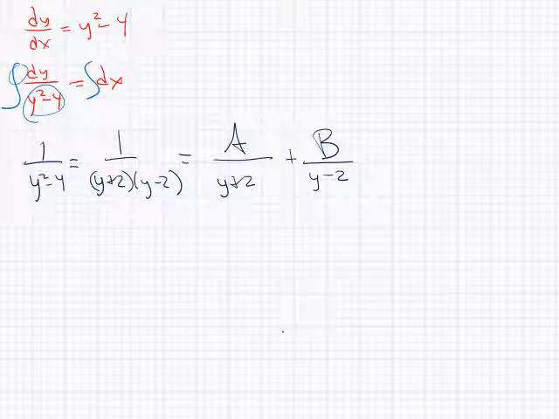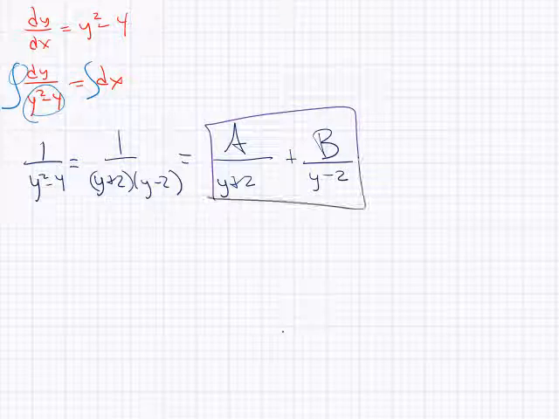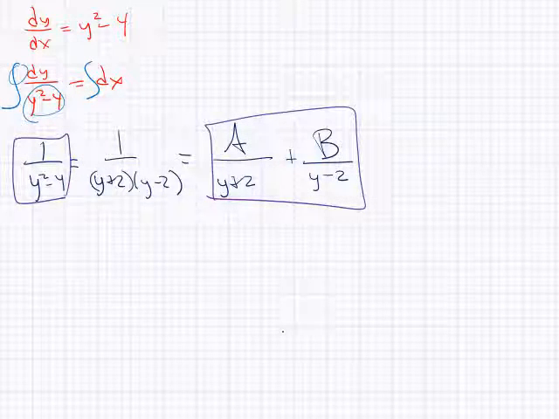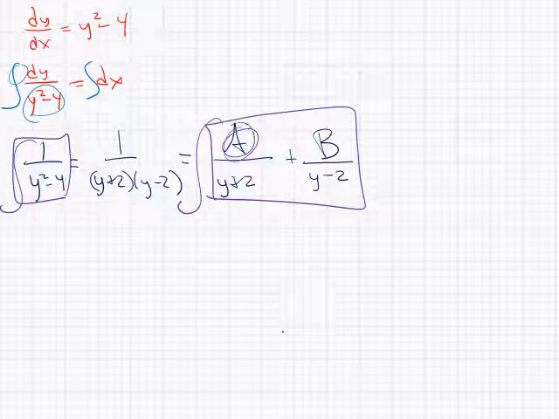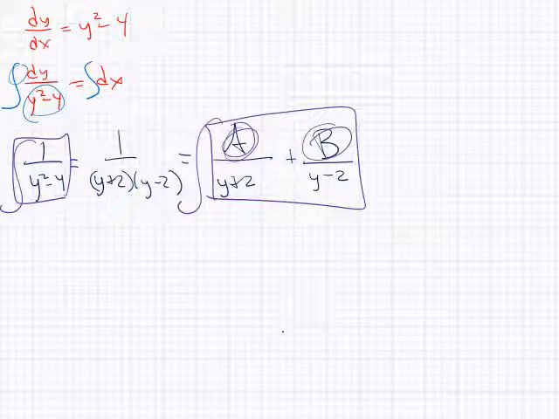I'm doing this because if this equals this, and I'm trying to integrate this, then ultimately I'm trying to integrate this. Now, if this is just a constant and this is a constant, the integral of some constant over y plus 2, that's an easy integral to do. It's a logarithm. And a constant over y minus 2, same thing. So this is going to help me integrate as long as I know what A and B are.